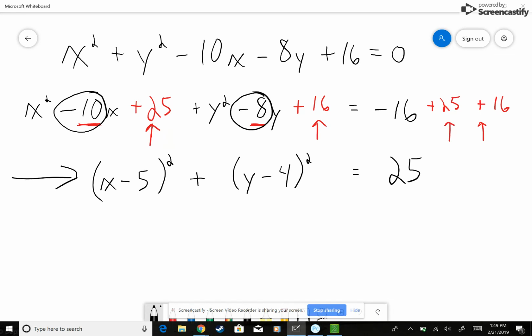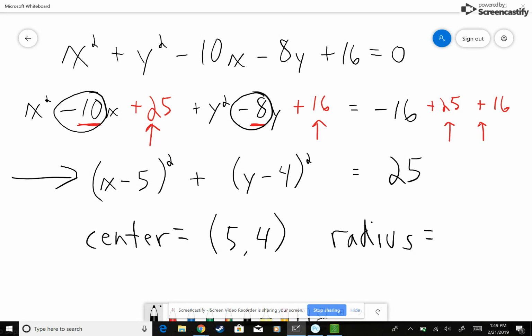This equation is the standard form equation of a circle. Now it's very easy to pull out the center and radius. The center has coordinates of 5, positive 4. The radius is the square root of 25, which is 5. And that's it.